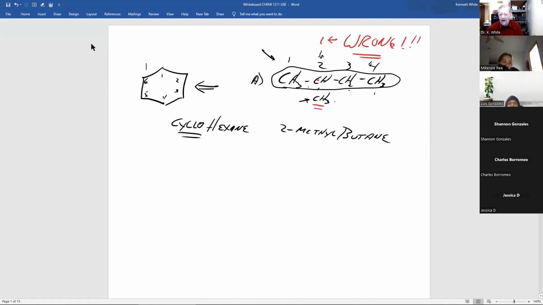And that's wrong. It even says on the screen. Why? Because only the ends, this carbon or this one, could be carbon 1. When you're doing a long chain, only the ends, never anywhere else, can be carbon 1. So I just wanted to point that out to you.